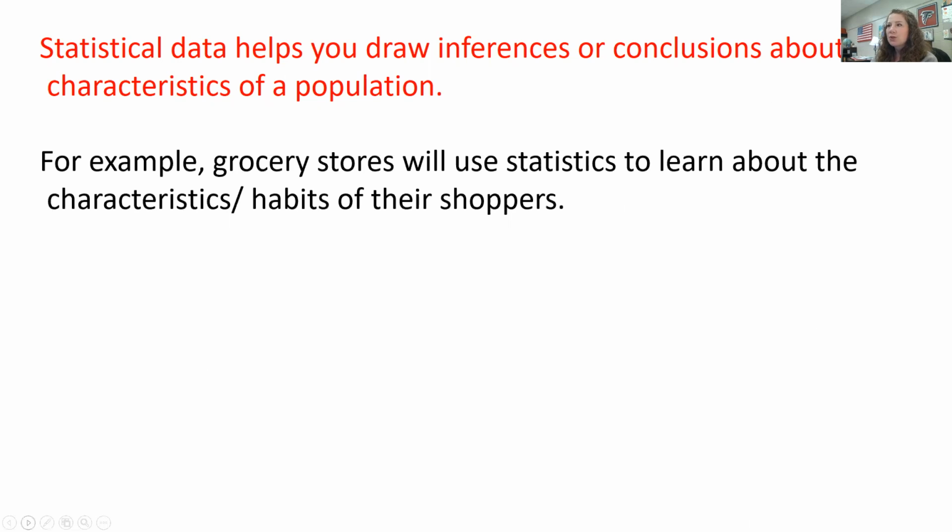So grocery stores will use statistics to learn about the characteristics or the habits of their shoppers. For example, when they run their data, they want to know: are shoppers more likely to pull cereal from eye level, or are they going to reach up, and most shoppers get the cereal off the top shelf or the bottom shelf? They want to know how they shop, what parts of the store they go to most frequently. If you're at the checkout, what items will sell fastest?